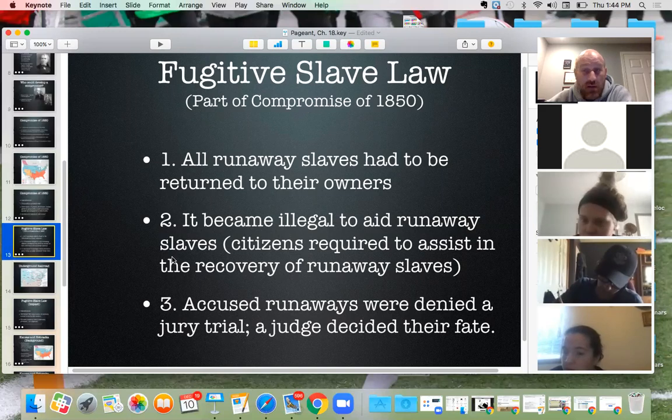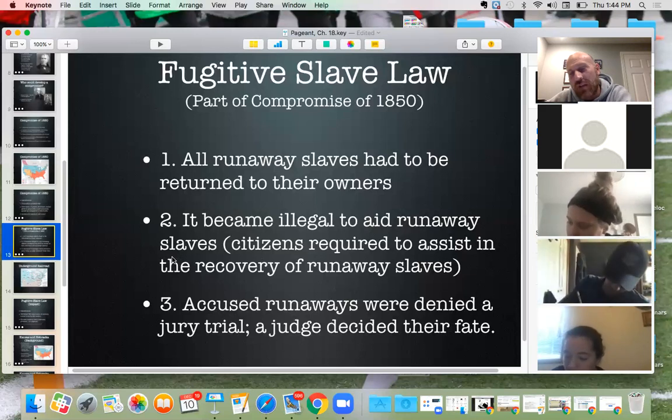Accused runaways, notice accused runaways. So sometimes maybe they weren't, maybe they were freed blacks, were denied a jury trial. A judge decided their fate. That upset a lot of people. They felt like this should be a jury issue. You're talking about a person's freedom. And listen to this. Magistrates, judges, right? They received $10 for ruling in favor of an owner, $5 for ruling in favor of the slave. So you made more money as a judge if you sided with the owner.